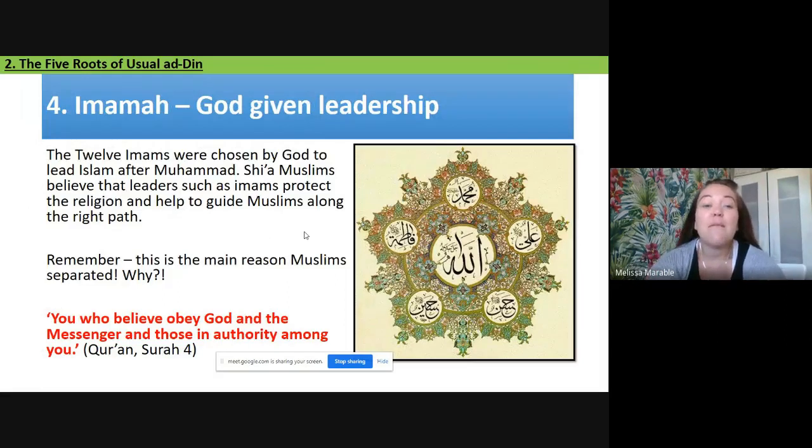So the 12 imams were chosen by God to lead Islam after Muhammad died. Shia Muslims believe the leaders such as imams protect the religion and help to guide Muslims along the right path. So think about it, guys. The Quran was written around 1,500 years ago. There will be things in the Quran which won't make a lot of sense at all for the modern day, and people will turn to the Quran when they need some help and some guidance.